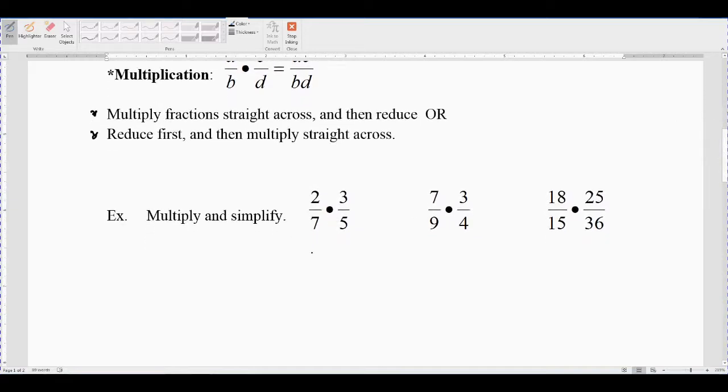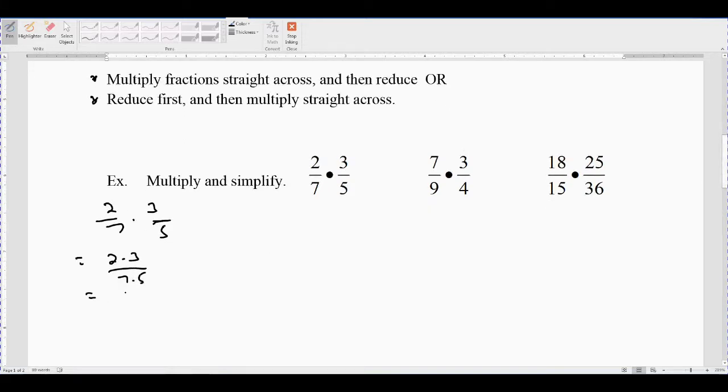Start with this one. Right here, give us more room to look at it. So you have 2 sevenths times 3 fifths. So what I can do is I can go ahead and multiply straight across. 2 times 3 over 7 times 5. And then multiply, 6 over 35. And that doesn't reduce, so we're done.